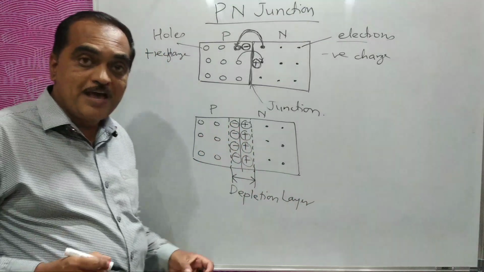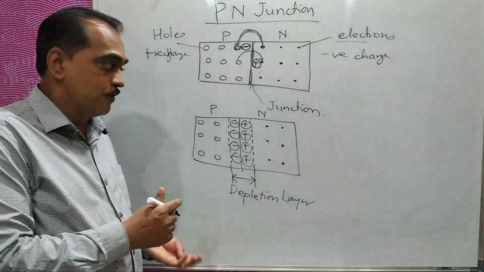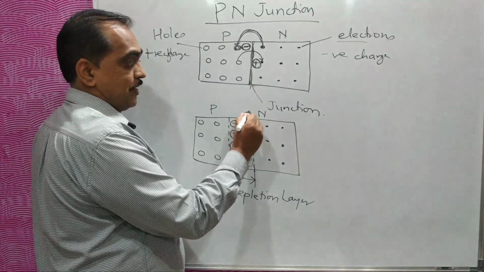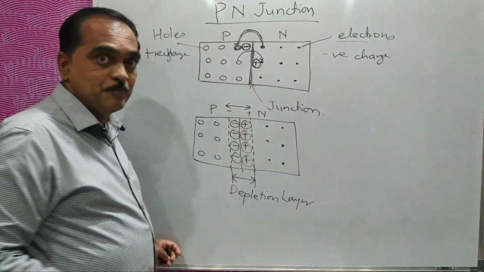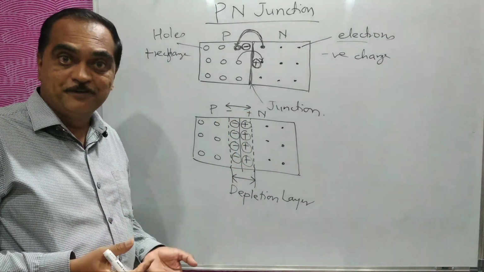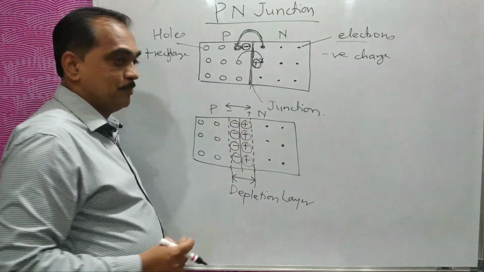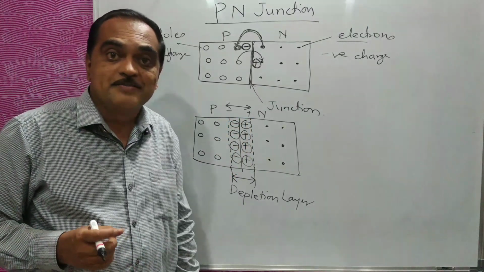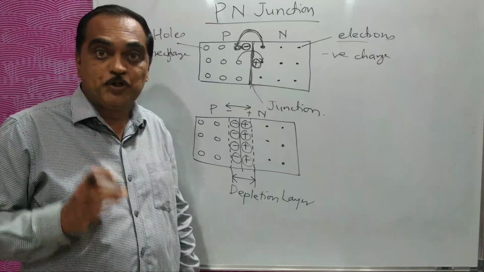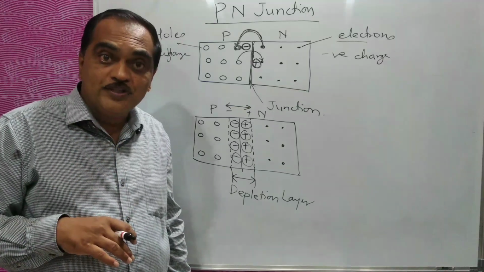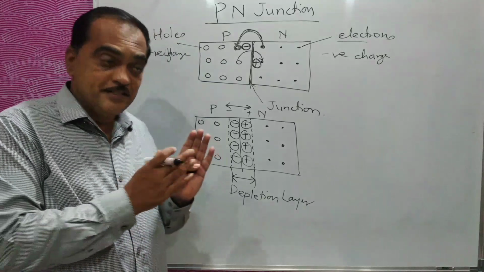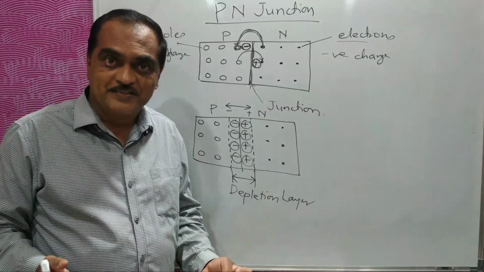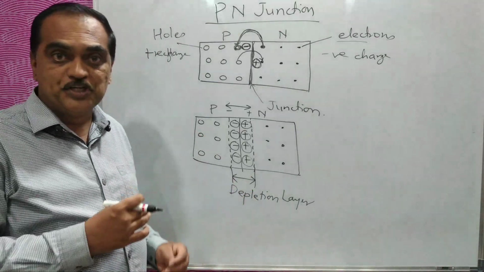Because you have a polarity of positive ions and negative ions, plus here and minus here, this area will develop its own electric field. This electric field is called the barrier potential, a potential which opposes the forward bias procedure, as we'll see further. So it is called a barrier potential.